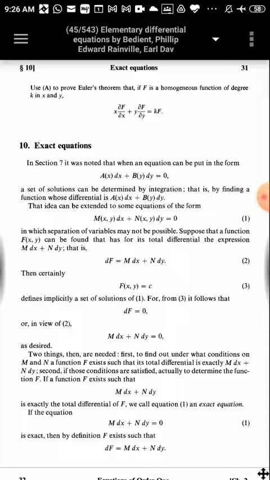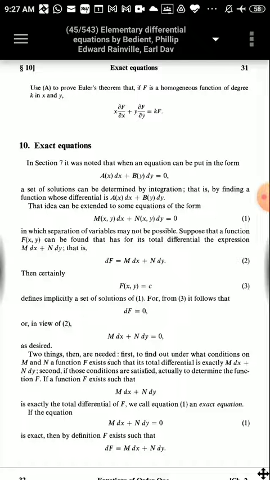In this lecture, we learn about exact differential equations and their solution. First of all, we define what is meant by an exact differential equation, and then we see the procedure of solving an exact differential equation.